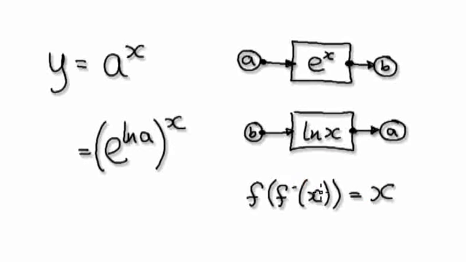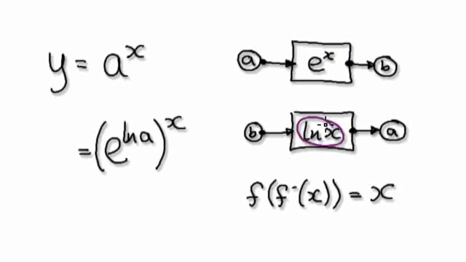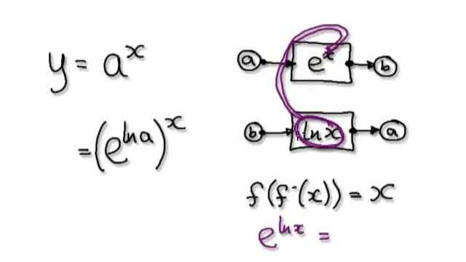Looking at this, it's saying put the inverse into the original. So put the inverse, which is the natural log of x, into the original. Don't forget this is the original. If you put the inverse in, you get back what you originally put in. So that will be e to the natural log of x, and remember, if you put x in, you get x out.